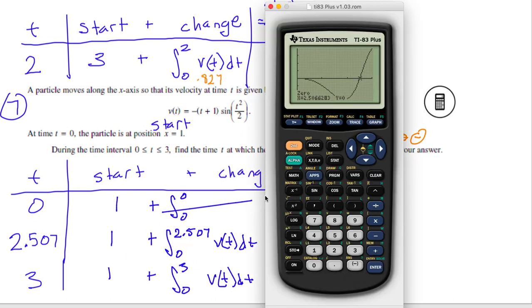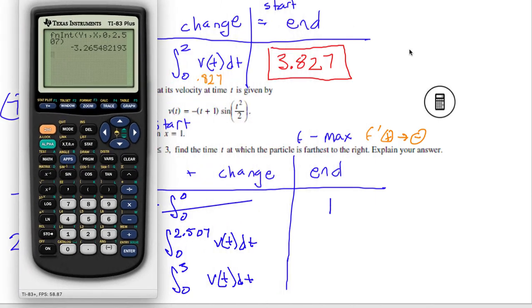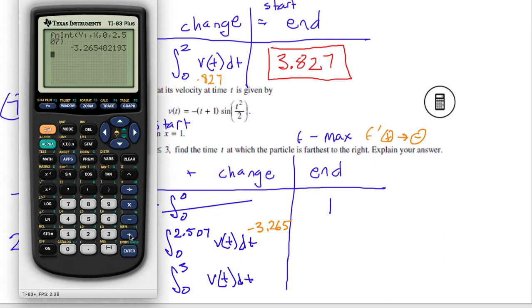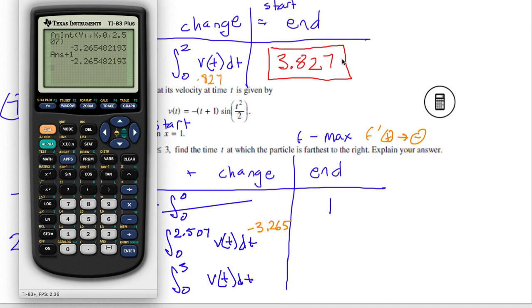Okay, now this one is a little bit harder. Again, I don't need to use this graph. You could. I'm going to speed it up a little bit. Let's get rid of that old problem. I'm going to do math 9, the integral of y1 with respect to x from 0 to 2.507. That is equal to a negative amount, which is why we didn't even include it in the first place. Negative 3.265. And when I add the start condition of 1, your answer is negative 2.265.